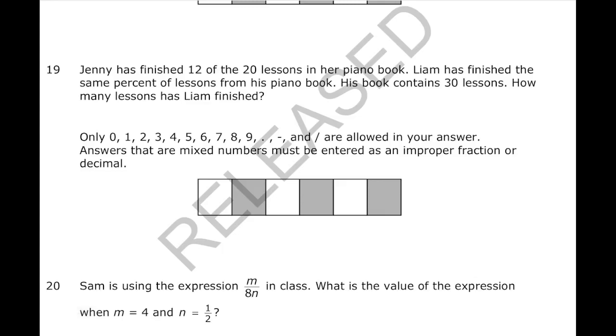Number 19 tells us that Jenny has finished 12 of the 20 lessons from her piano book. Liam has finished the same percent of lessons from his piano book. His book contains 30 lessons. How many has he finished?